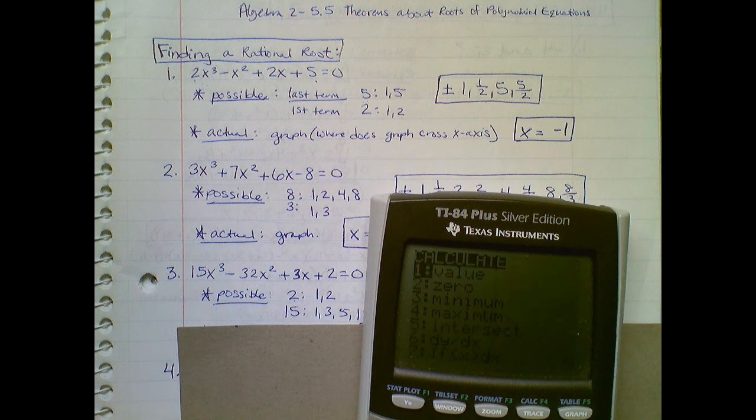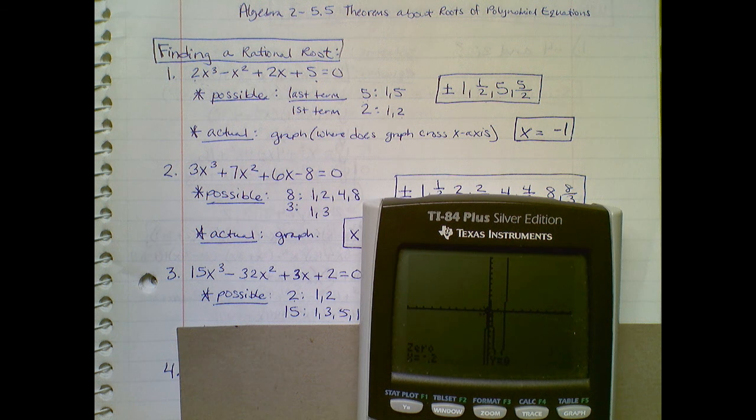So we go to second trace, go to 0. We're going to go to the left of this one furthest to the left, click enter, and then scroll to the right of it, click enter, enter. And the first one is negative 0.2, or that's 2/10 or 1/5. And then we go to our next one.